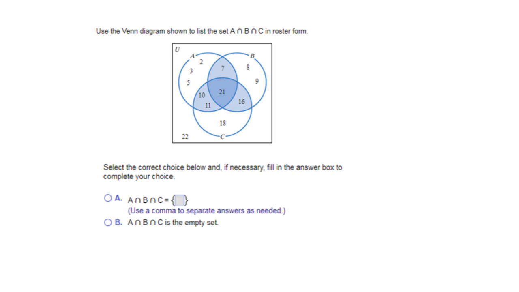Use the Venn diagram shown to list the set of A intersect B intersect C. Now, at this time, you should recall that the intersection of all three sets is region 5, which is right in the middle. All right, and inside the middle, it just says 21. So we have the number 21 that we will put down as our final answer. So A intersect B intersect C is equal to 21.